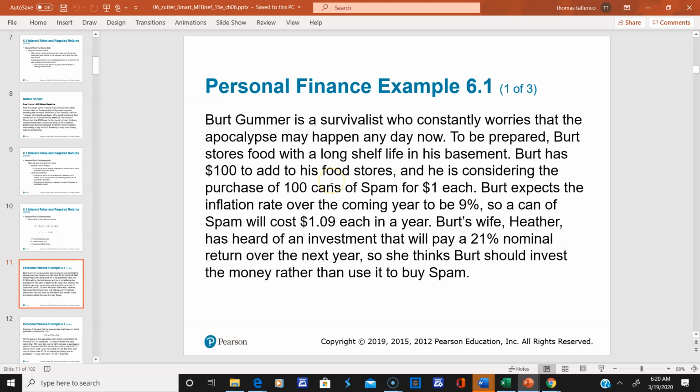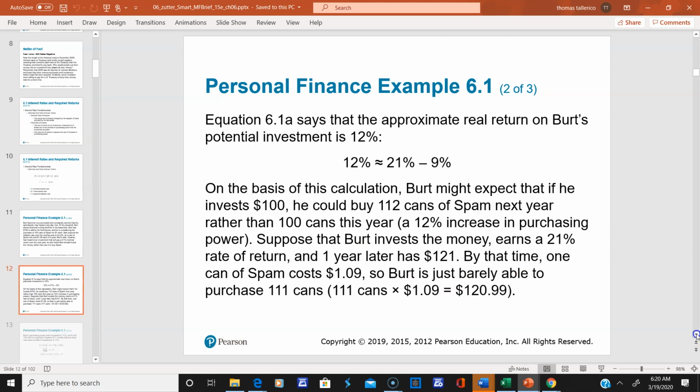All right, so let's go through this example and then I'll cut off. Bert Gummer is a survivalist who constantly worries that the apocalypse may happen. To be prepared, Bert stores food, and a lot of people are storing food now, as you see what's going on in our crazy economy. Bert has $100 to add to his food stores, and he's considering the purchase of 100 cans of Spam. Bert expects the inflation rate to be 9%, so a can of Spam will cost $1.09 in a year. Bert's wife, Heather, has heard of an investment that will pay a 21% nominal return over the next year, so she thinks Bert should invest the money rather than use it to buy Spam. And I think she's right.